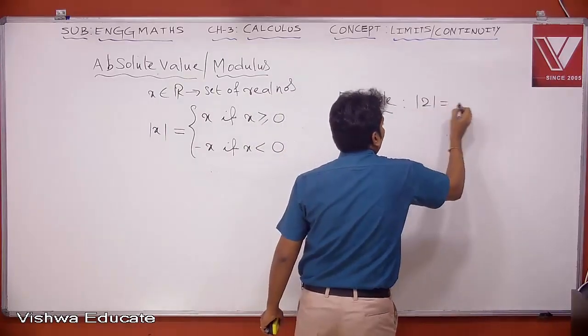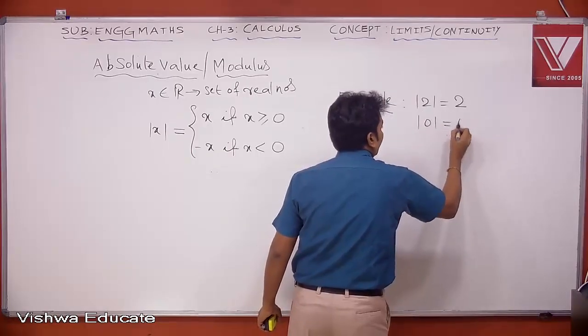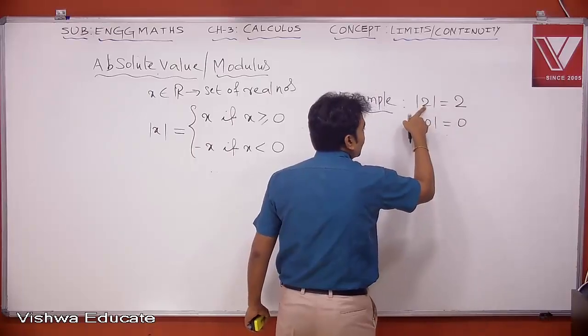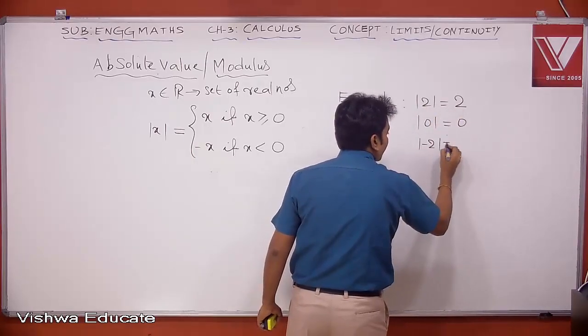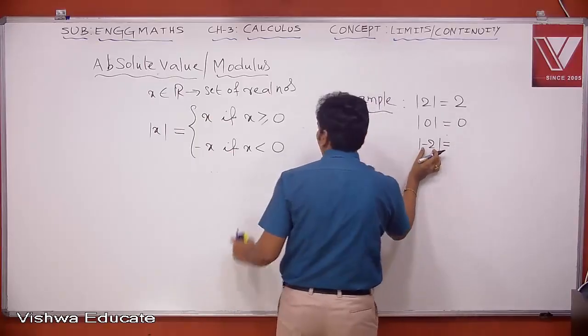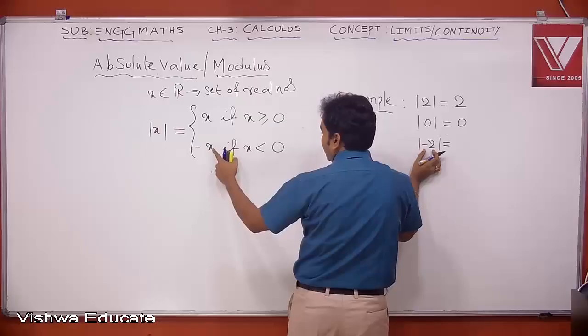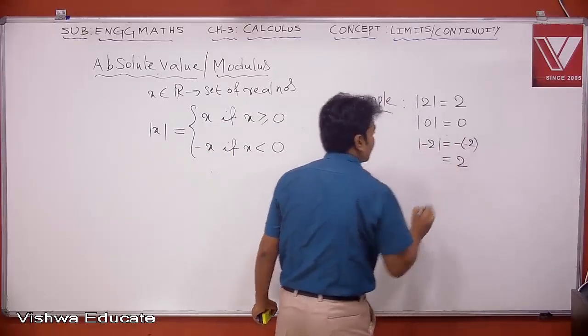Modulus of 2 equals 2, because this is a positive number. Modulus of 0 equals 0. If something is 0, its modulus is itself. If it is a positive number, its modulus is itself. Suppose I take modulus of minus 2, since it is a negative number, it comes under the second case. So make it positive by multiplying with minus sign. This becomes minus of minus 2, which is plus 2.